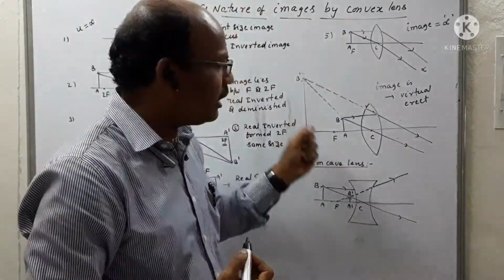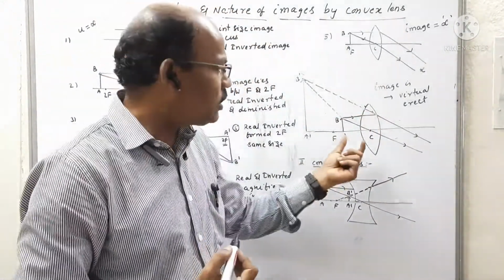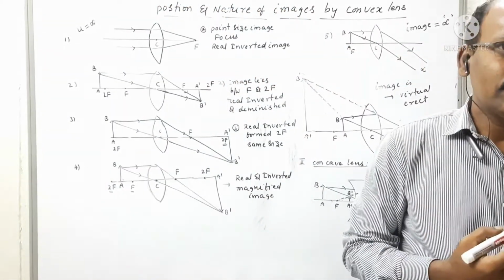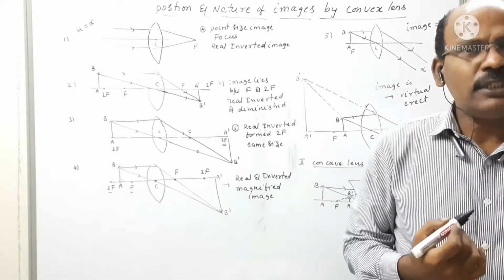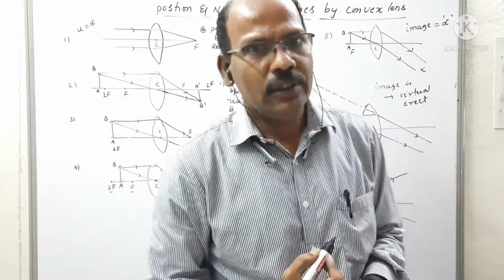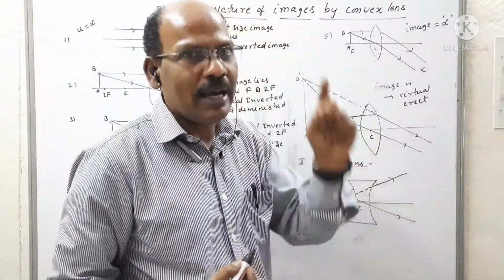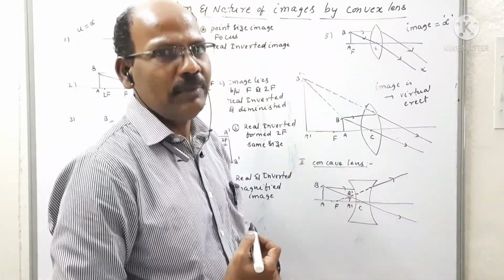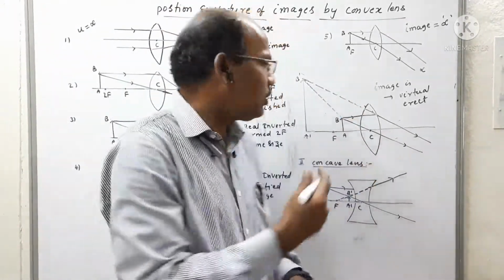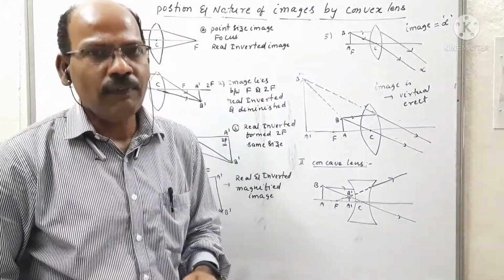So this is the condition we use in the simple microscope. In this situation, the convex lens acts as a magnifying glass, meaning a simple microscope, which is used by watch mechanics and in jewelry shops. So when the object is kept between focus and optical center, it forms a magnified virtual erect image, which acts as a magnifying glass. So these are the position and nature of the images in the case of convex lens.